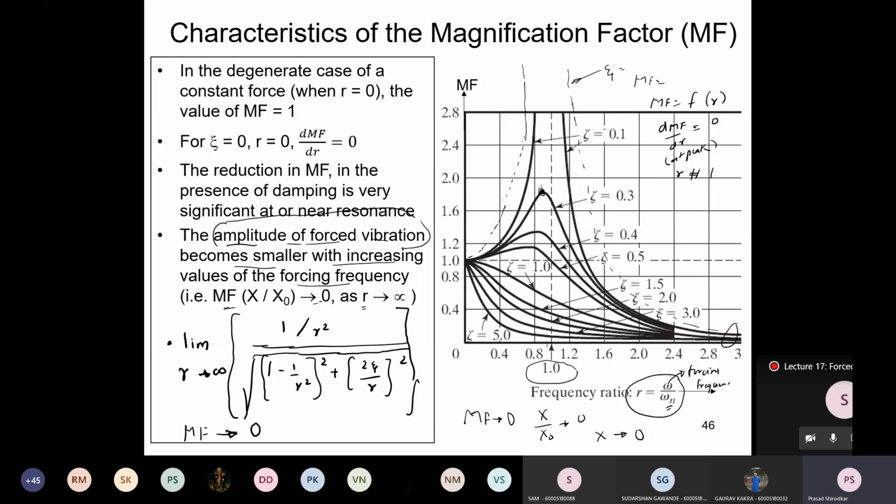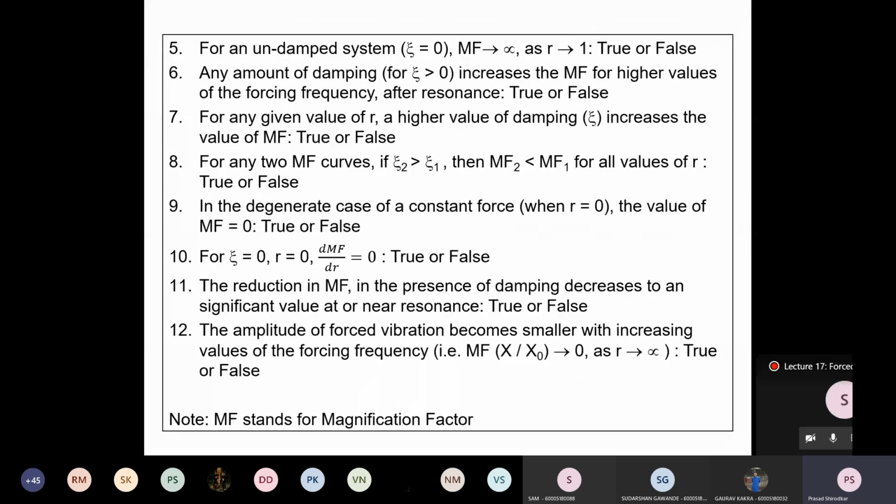All right, I think this was a good discussion. Now this is just for you to refresh whatever we have discussed. These are some of the questions, now answer questions 5 to 12. Again, I will give you 2 to 3 minutes.